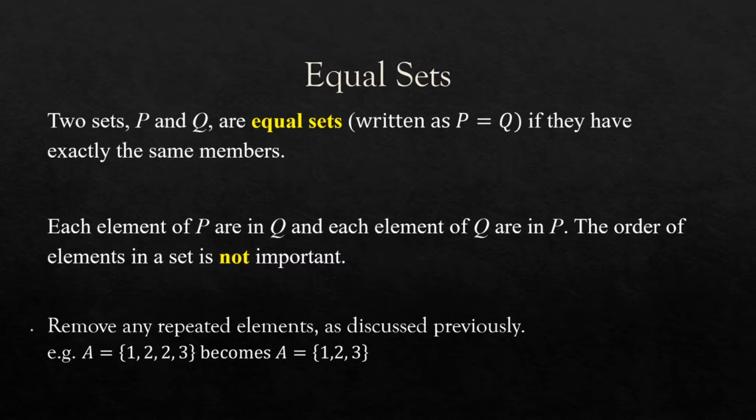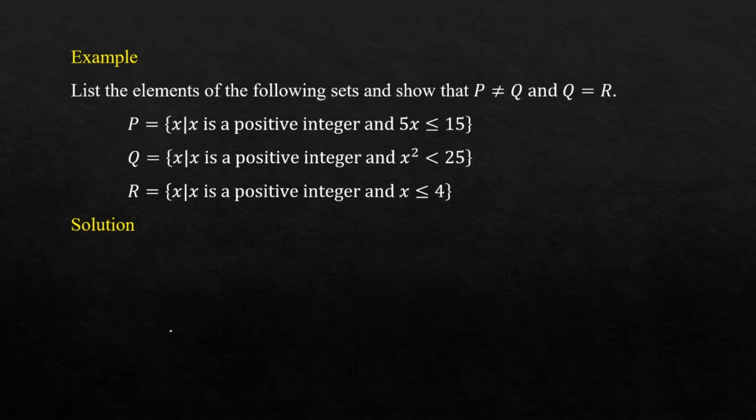Before you start work on these questions, remove any repeated elements as we discussed previously. For example, if set A had 1, 2, 2, 3, we write that as A equals {1, 2, 3}. We delete the second number 2. We'll do an example now.